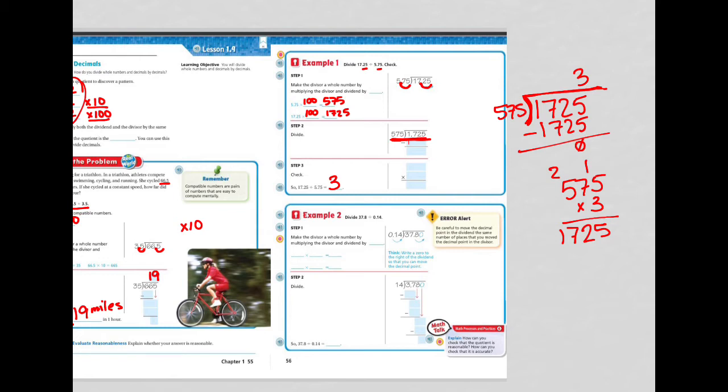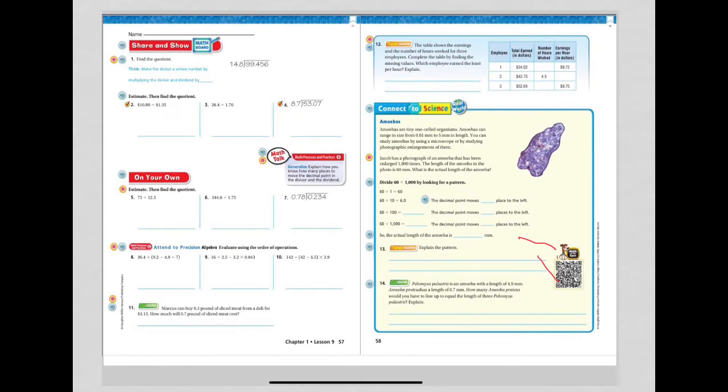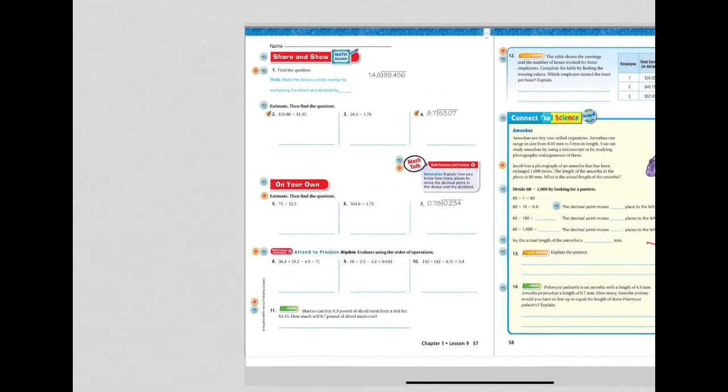Let's go ahead and we're going to flip to the next page. We're going to turn to page 57. So let's look at this one. Now I have money for number 2. I don't want to use those money symbols though, the dollar signs, when I'm dividing here. So I'm going to go ahead and get rid of those. I just know that my answer when I give it is going to be in money.